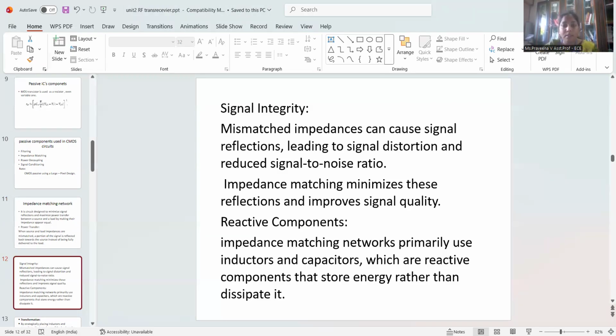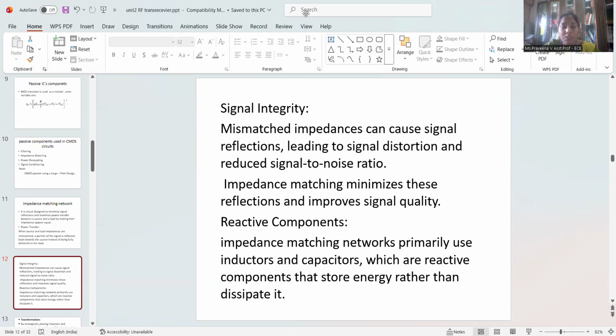Then signal integrity. We have already learned about impedance matching, right? Signal integrity is that mismatched impedance can cause a signal reflection, which leads to distortion or reduced signal to noise ratio.